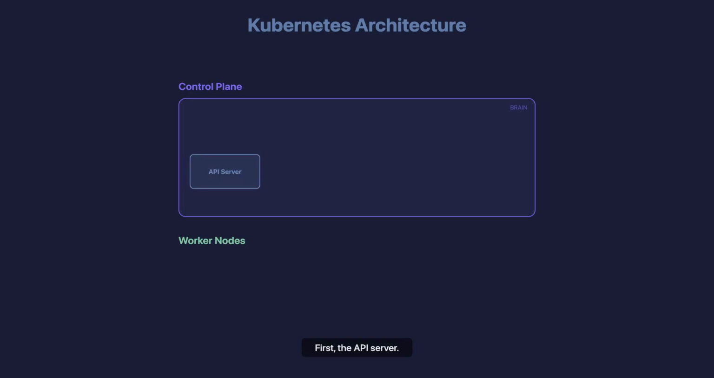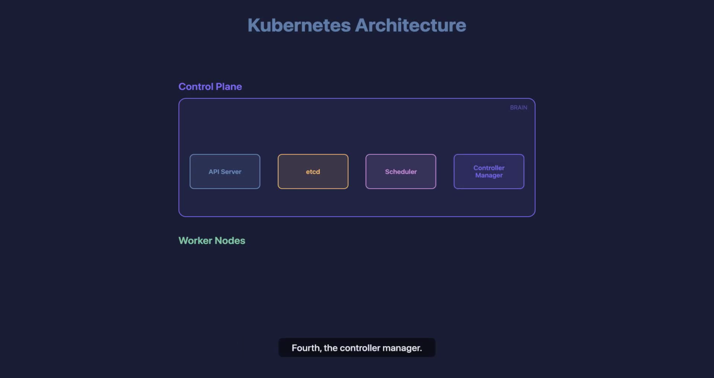First, the API server. This is the front door to the cluster. Every request goes through it. Second, etcd. This is a distributed database that stores the entire state of the cluster. Third, the scheduler. It decides which worker node should run each container. And fourth, the controller manager. It watches the cluster and fixes anything that drifts from the desired state.